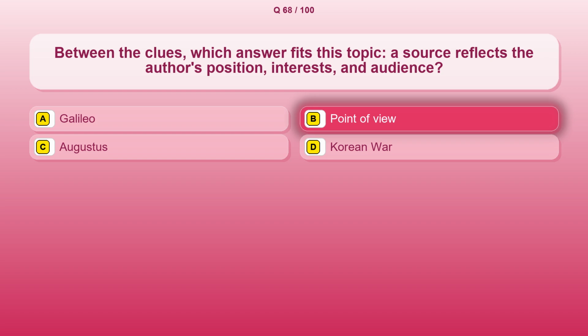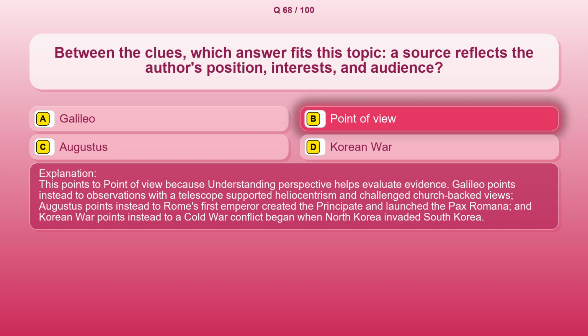The correct answer is option B, point of view. This points to point of view because understanding perspective helps evaluate evidence. Galileo points instead to observations with a telescope supported heliocentrism and challenged church-backed views. Augustus points instead to Rome's first emperor created the Principate and launched the Pax Romana, and Korean War points instead to a Cold War conflict began when North Korea invaded South Korea.